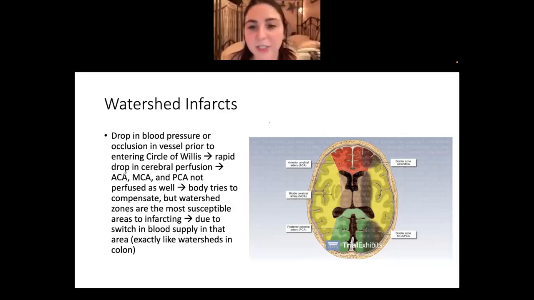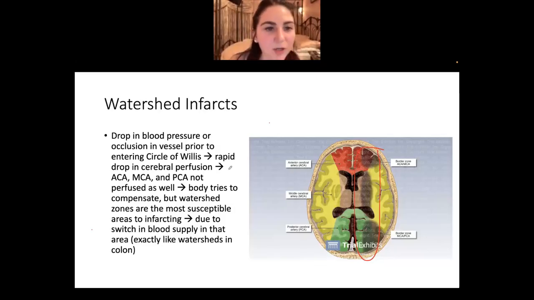In the vessel prior to entering the circle of Willis, you have a rapid drop in cerebral perfusion. ACA, MCA, PCA, not perfused as well. Body tries to compensate, but watershed zones are most susceptible to infarcting due to the switch in blood supply, exactly like in the colon. Again, they're called border zones here, but they're the same thing. It's everywhere you get a switch in blood supply. So you have ACA, MCA, and you have MCA, PCA.